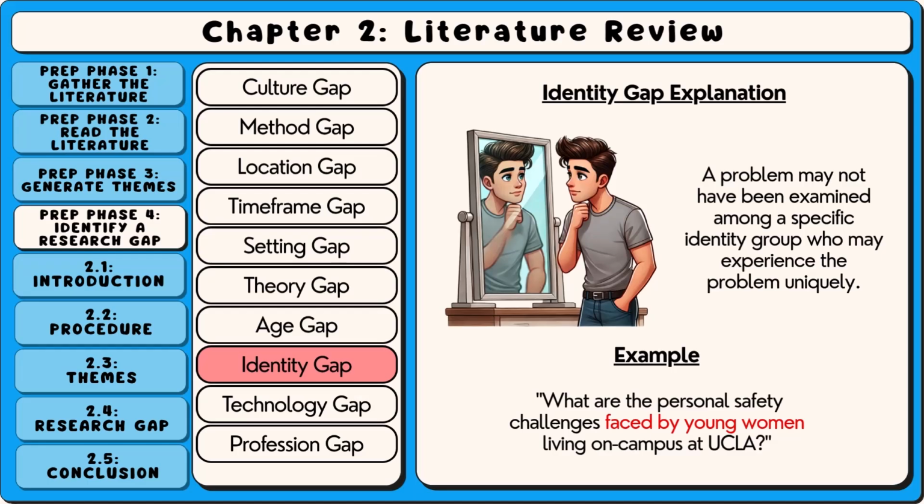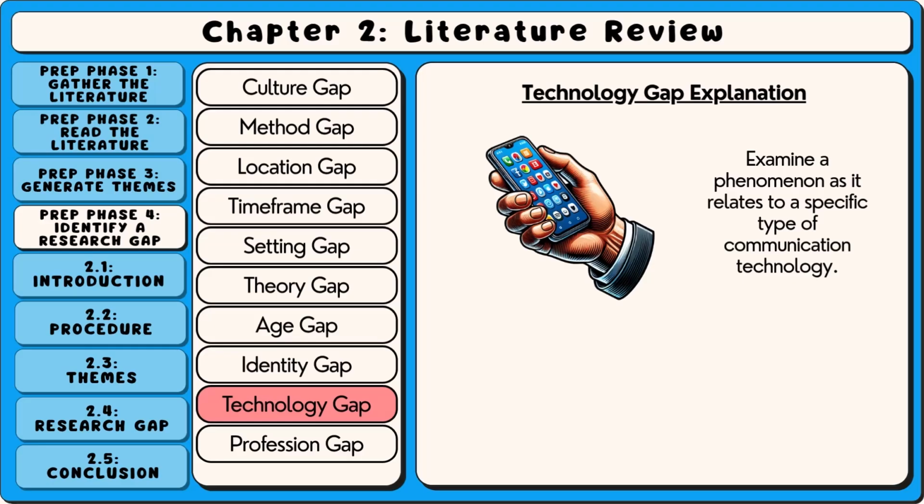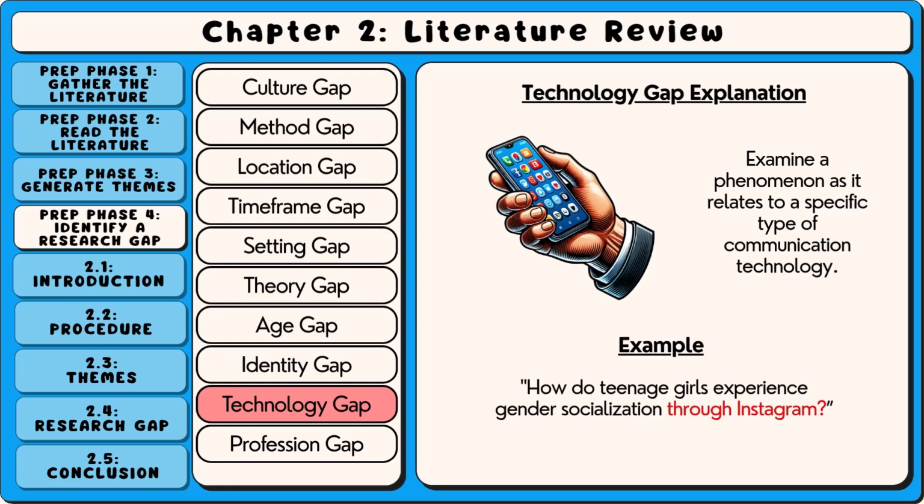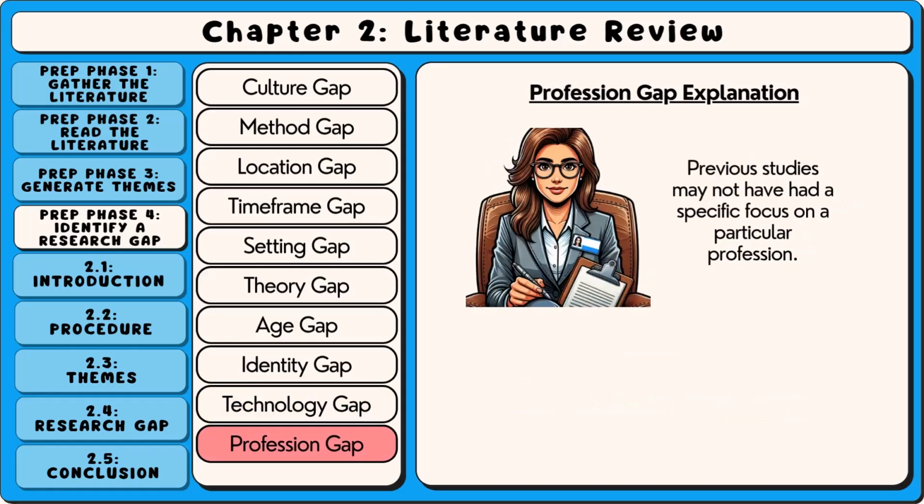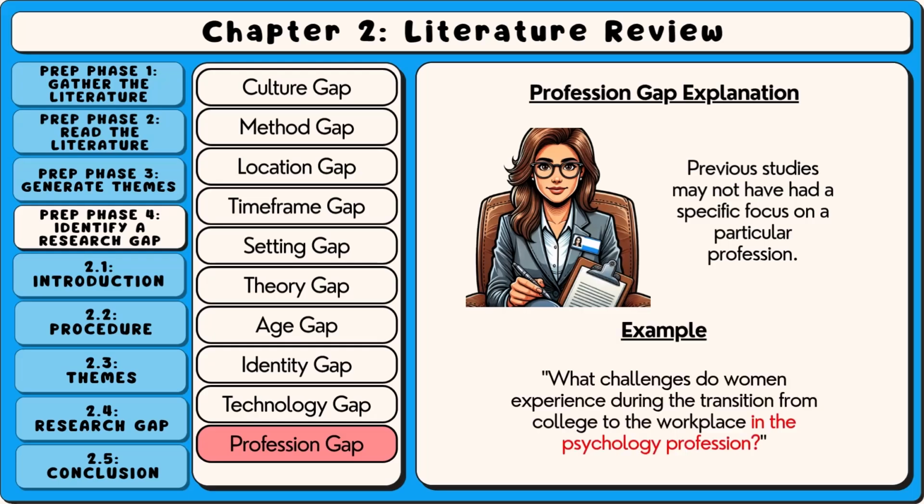Next, the technology gap examines a phenomenon as it relates to a specific type of communication technology, such as, how do teenage girls experience gender socialization through Instagram? Here, previous studies might not have looked specifically at Instagram. And lastly, the profession gap refers to previous studies not having explored an issue within a particular profession. So in our example research question, we have, what challenges do women experience during the transition from college to the workplace in the psychology profession?